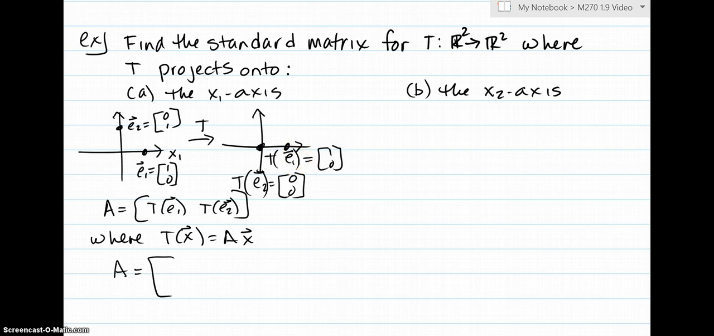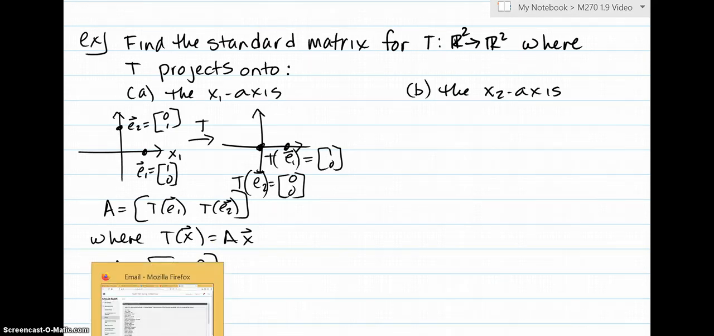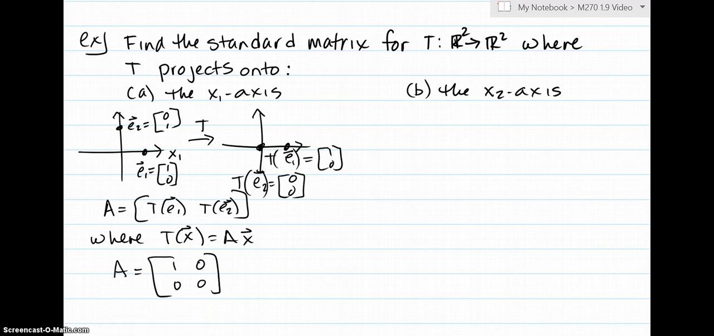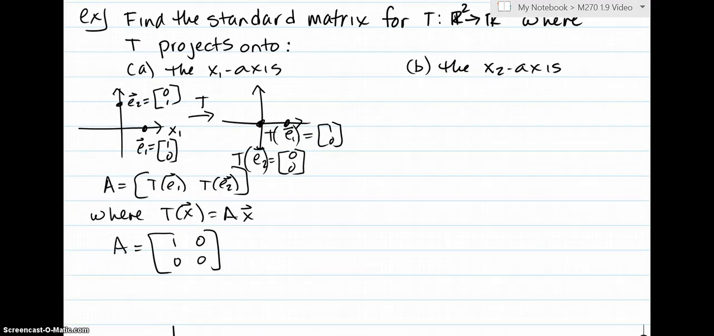So T of E1 is (1, 0), and our T of E2 is (0, 0). That projects everything onto the x1 axis. See if you can do the x2 axis. What do you think the answer is? You can try it. Pause.